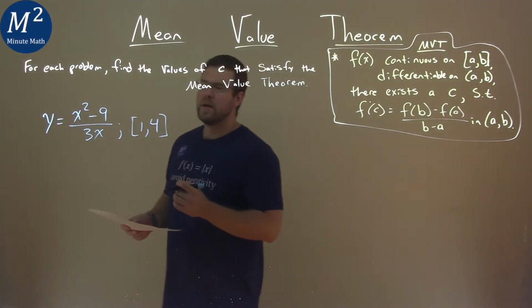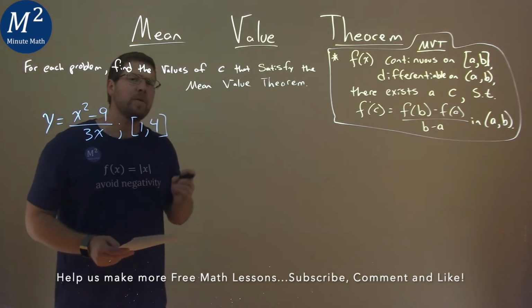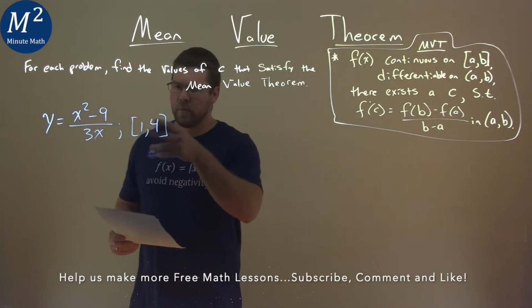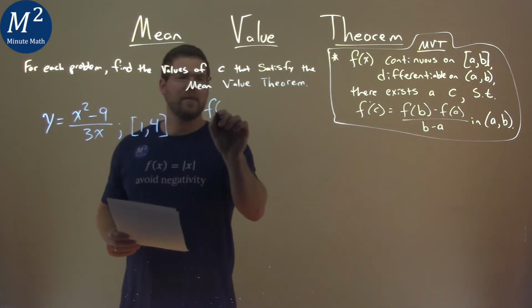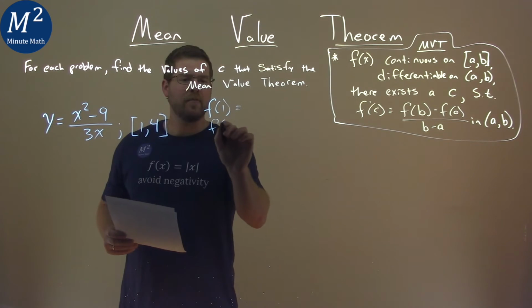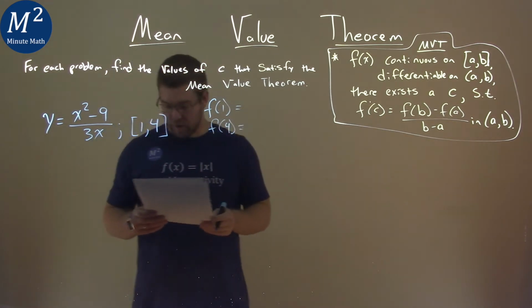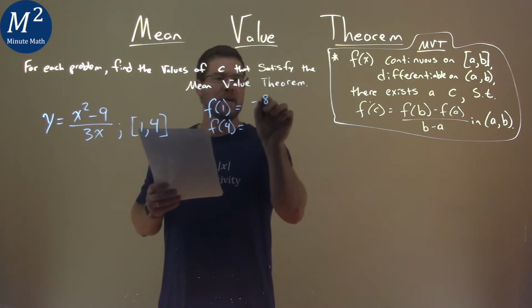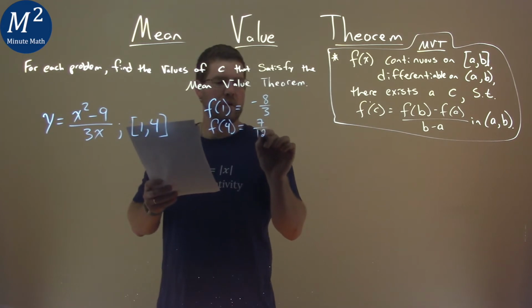I'm given this problem right here. y equals x squared minus 9 over 3x, and we want to find the value of c that satisfies the mean value theorem on our interval from 1 to 4. Well, first thing I want to find is my f of 1 and my f of 4. We're plugging those values in for x of our original function right here, and I found them for you. f of 1 is negative 8/3, and f of 4 is 7/12.